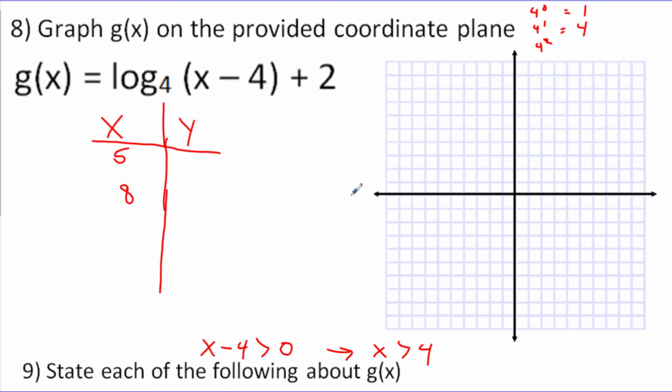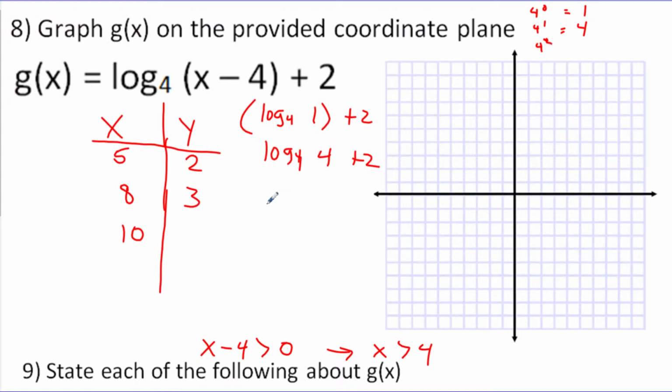And then it looks like I'm starting to get to the end of my graph. My graph only goes up to 10, so I'm just going to plug in 10. So let's see what happens with these 3 points, okay? So when I plug in 5, here's what I get. The log base 4 of 5 minus 4 is 1, plus 2. And be careful, this has got to all be done first before I add the 2. So the log base 4 of 1 is 0. 0 plus 2 is 2. Okay? Problem number 2 says the log base 4 of 8 minus 4, which is 4. Okay? So when I do this, I get 1 plus 2, which is 3.